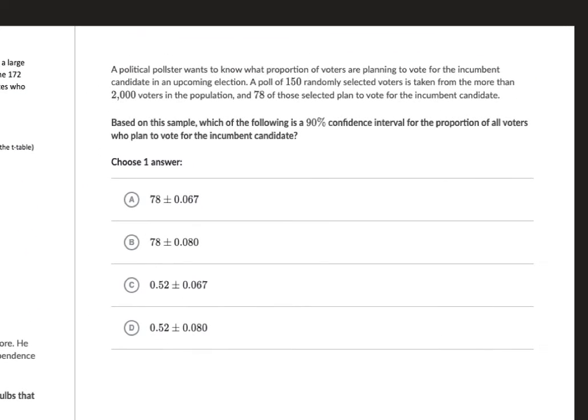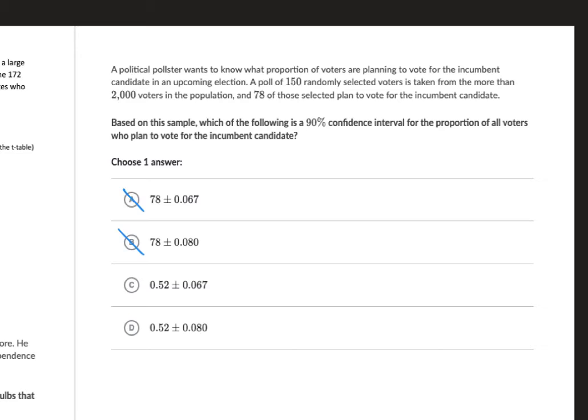All right, last one here. So this one, we are going to have to fully calculate out the margin of error. Even before doing any calculations, you should be able to eliminate option A and option B, because remember, this is a problem about proportions, and proportions always have to be a number between 0 and 1. So 78 is not a valid number for a p hat, but 0.52 would be. So we should already be able to eliminate A and B, which makes it a 50-50 shot at guessing the correct answer. But we can go ahead and do the work and make sure we get the correct answer.